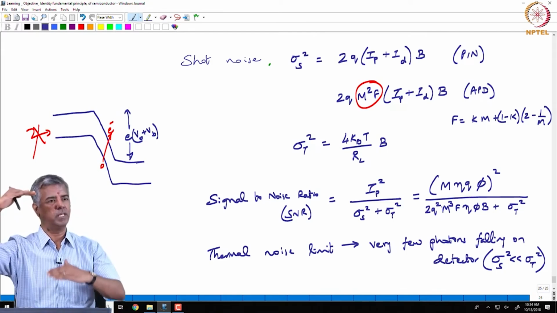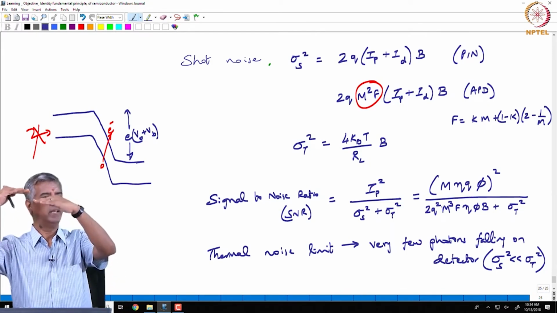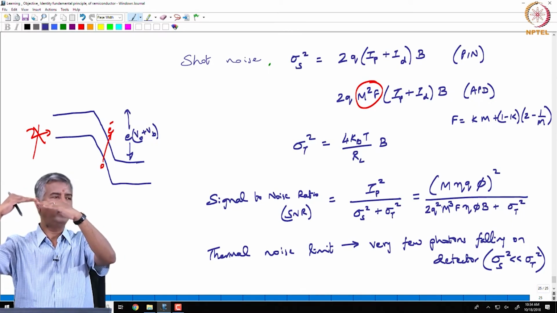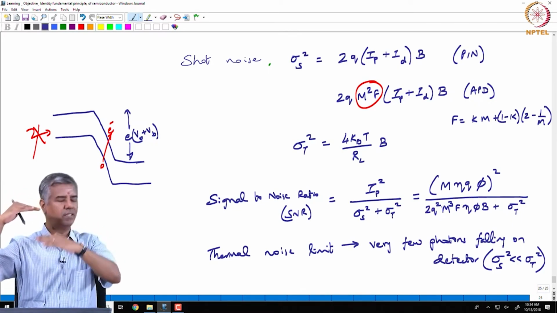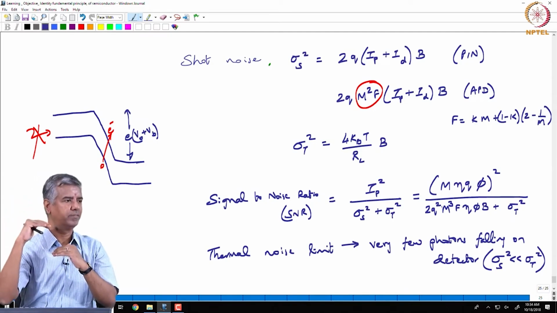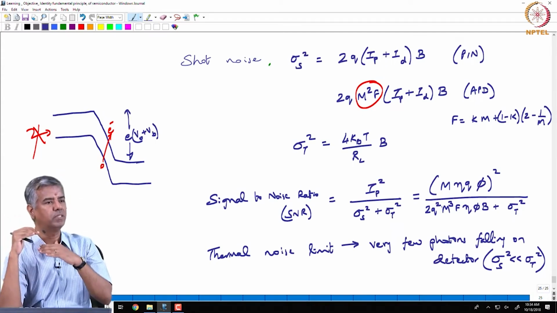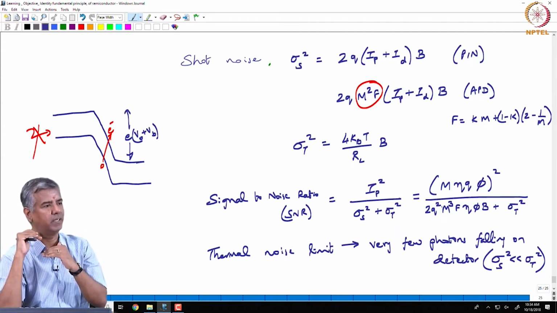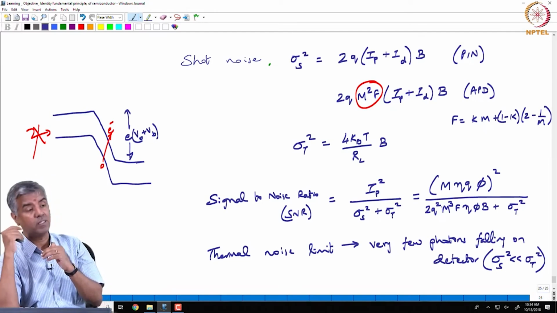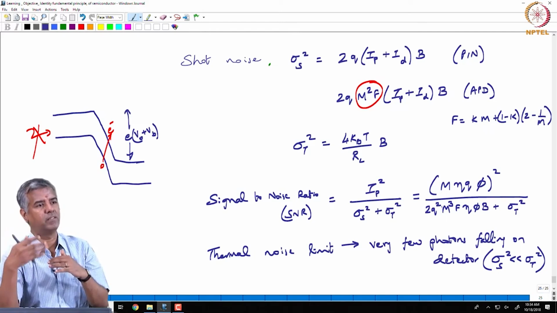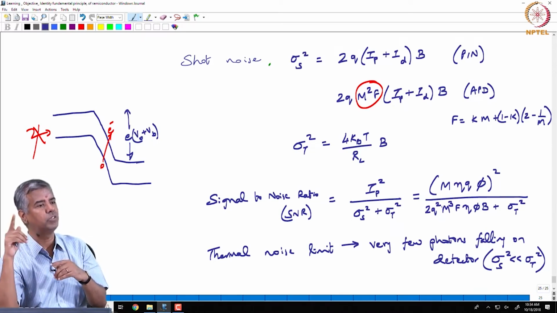Now, if I use an APD and increase my gain, my shot noise is going to increase, but until it reaches thermal noise, it is not affecting the denominator. Until it becomes comparable to the thermal noise, it is not affecting the denominator. But it is affecting the numerator, because that multiplicative gain is contributing to the numerator. So, the overall signal to noise ratio is going to increase.